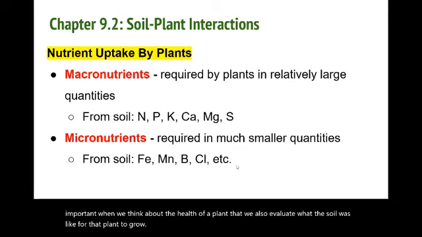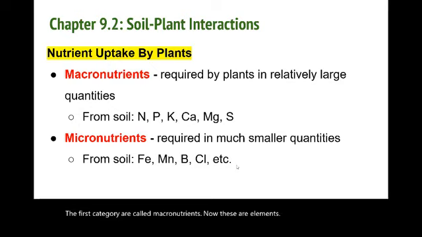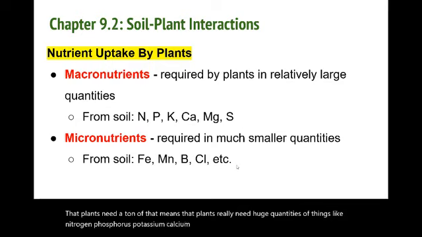So when we think about what does the plant really get from the soil, we divide the nutrients that a plant gets from the soil into two categories. The first category are called macronutrients. Now these are elements that plants need a ton of. That means that plants really need huge quantities of things like nitrogen, phosphorus, potassium, calcium, magnesium, sulfur. These are things that plants can use in really big amounts.